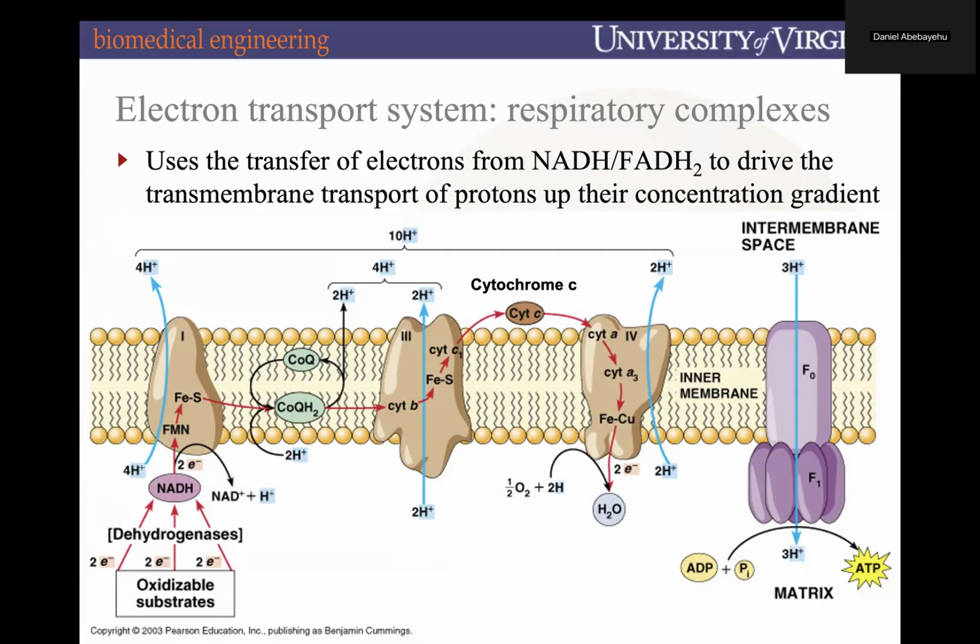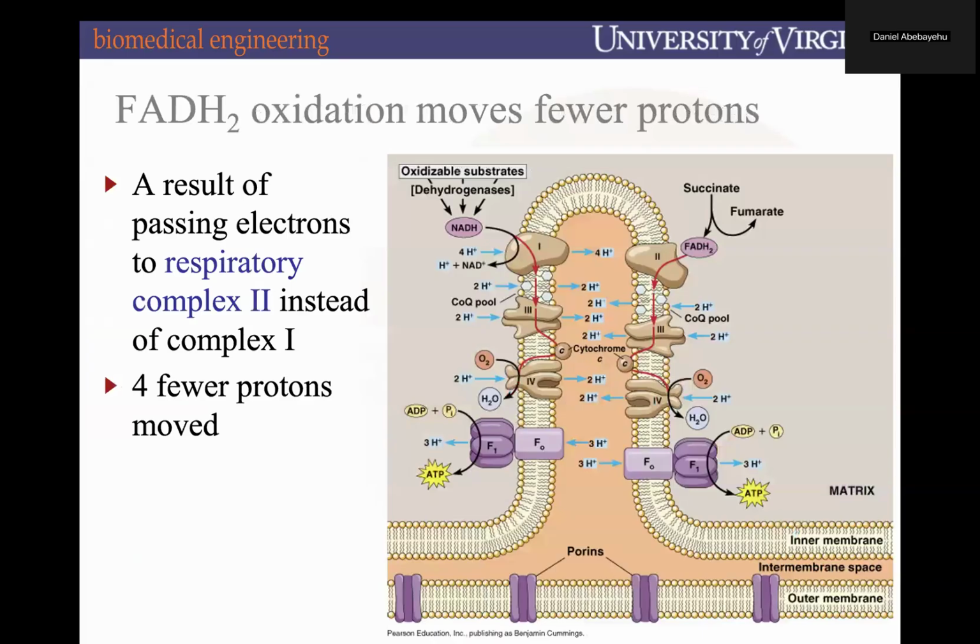4 at complex 1. If you combine what happens with coenzyme Q, we have 4 at complex 3 and only 2 at complex 4. And the final destination is this generation of water from hydrogen ions and oxygen here. So at the end of this passing through of the electrons across that membrane in these protein complexes, we have the generation of water. And again, the last 2 hydrogen ions are moved across complex 4.